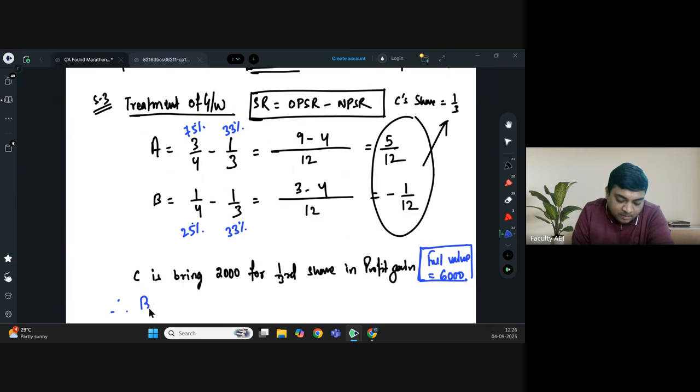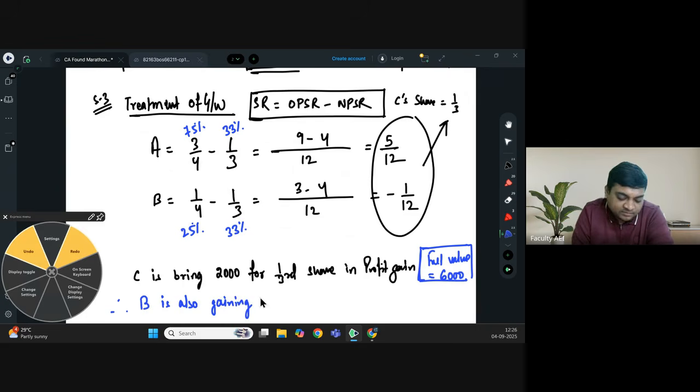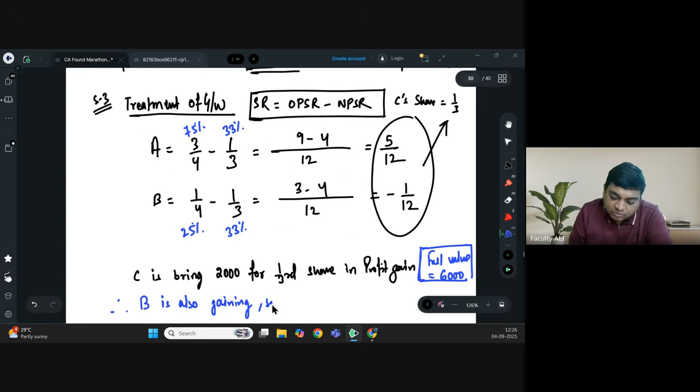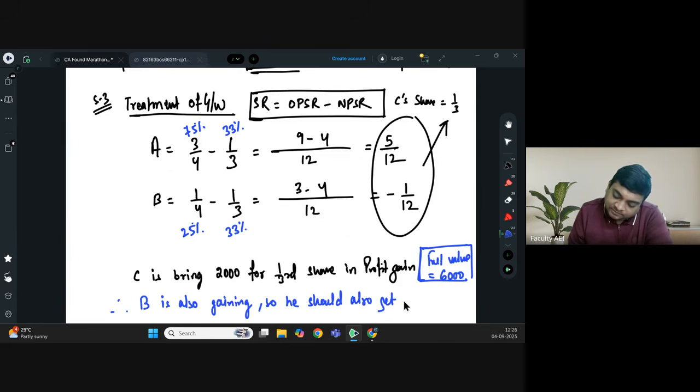Therefore, B is also gaining. So he should also get 6,000 into 1 by 12, 500. Yes or no?